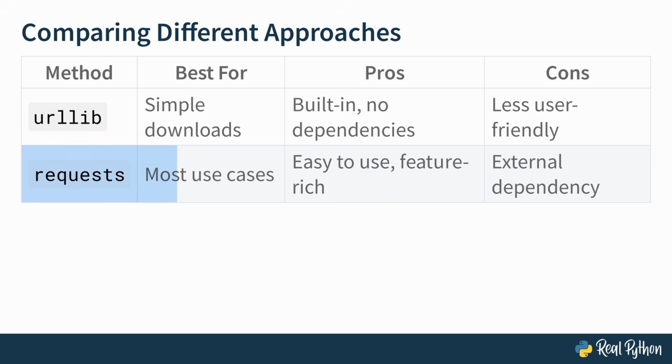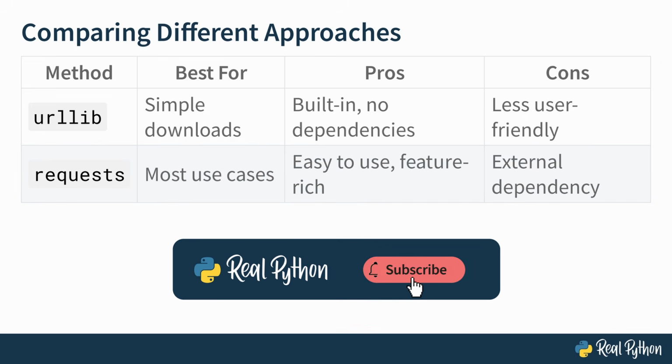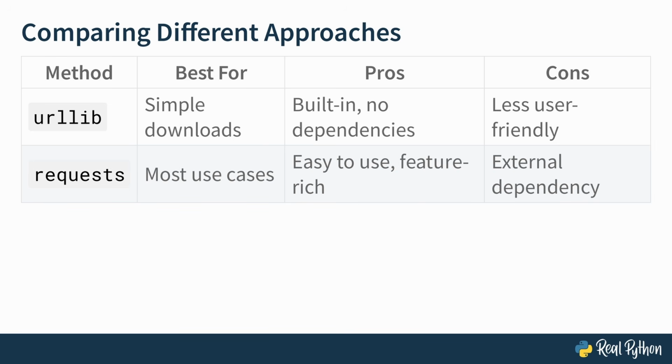On the other hand, requests is usually the better choice for most use cases. Using requests, the code is readable and the error handling is a bit simpler. It is feature rich and makes handling things like sessions and complex authentication easier. The only downside is that it is an external dependency, so you have to ensure it is installed in your environment before you execute your script.